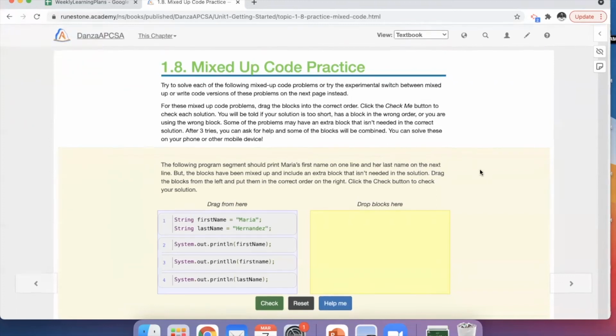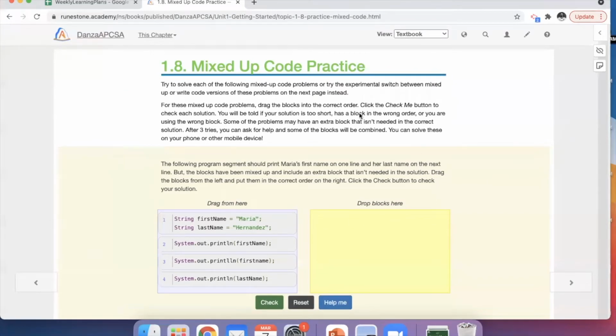All right. So this says 1.8 mixed up code practice. And all right, now Makayo's coming in. All right. So 1.8 mixed up code practice.